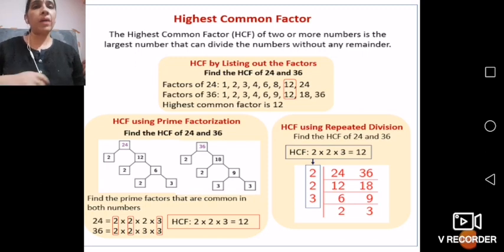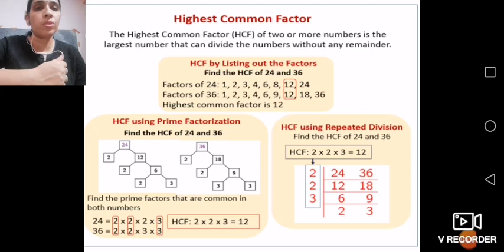Now, HCF using prime factorization. Prime factorization we have done; you were doing it by factor tree also. So here you can draw a factor tree of 24 and 36, and then you will get the prime factors of those numbers. Out of those prime factors you will find the common factors and multiply them. After multiplying, you will get the HCF of the given numbers. That is another method.